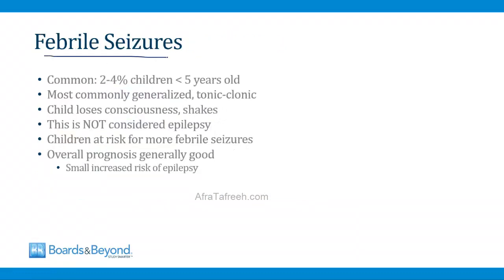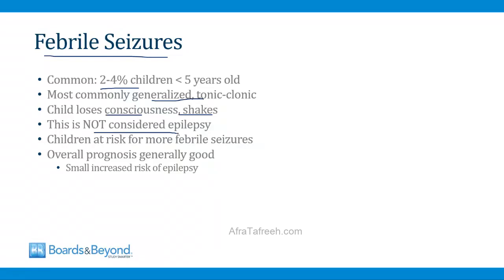Febrile seizures, meaning seizures when the child has a fever, are very common. They occur in 2 to 4% of children under 5 years of age. Usually they are generalized tonic-clonic seizures, so the child will lose consciousness and begin to shake. And as you can imagine, this is very alarming to the parents. Luckily, febrile seizures have a very good prognosis. Febrile seizures are not considered epilepsy even if the child has more than one febrile seizure.